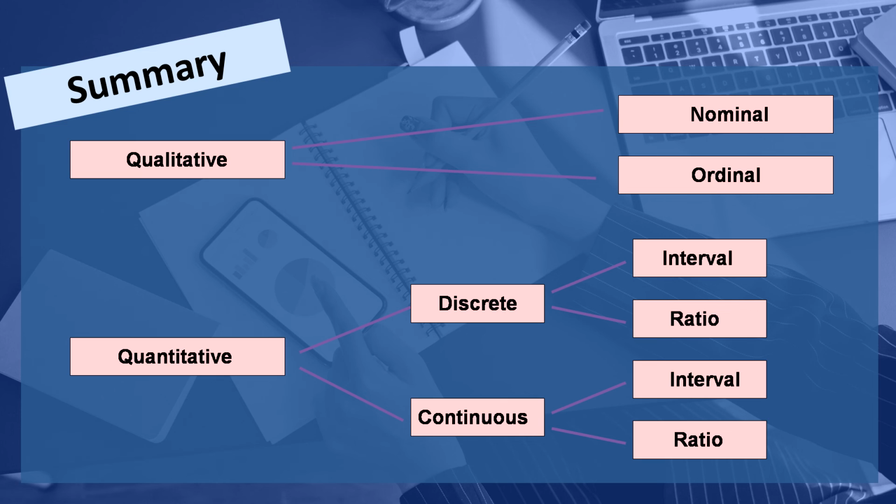So that is the summary we are giving: qualitative and quantitative, discrete, continuous, nominal, ordinal, interval, ratio. Hope you will understand the basics of these data types through this video. That is a fundamental component of statistical application for quantitative study.